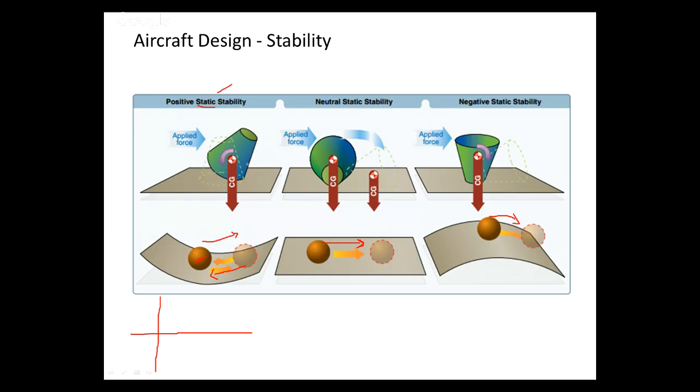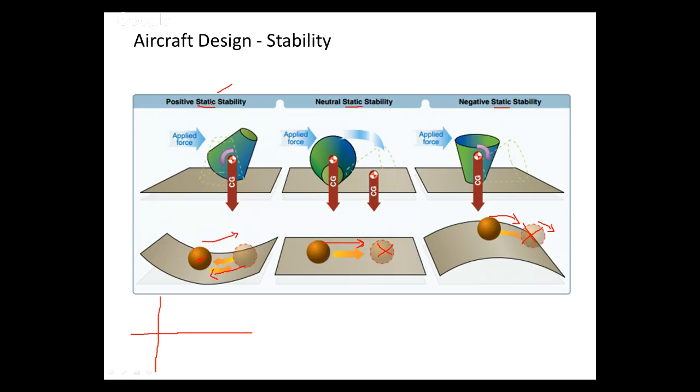The ball's initial tendency is to move back to its original spot, or its initial tendency is to stay where it's at if it's neutral, or its initial tendency is to continue moving in the direction it's going. That is all static description. Dynamic is the same as static, but with a time element.